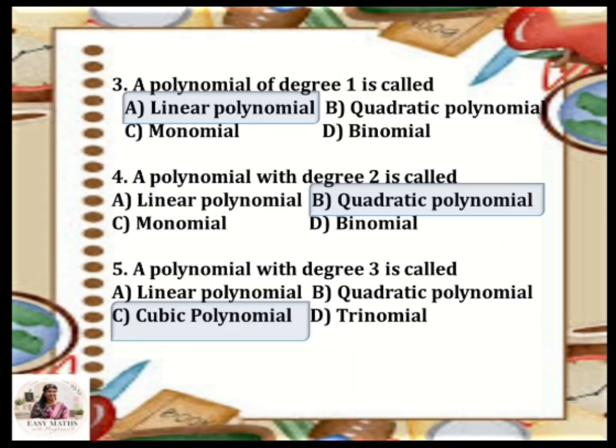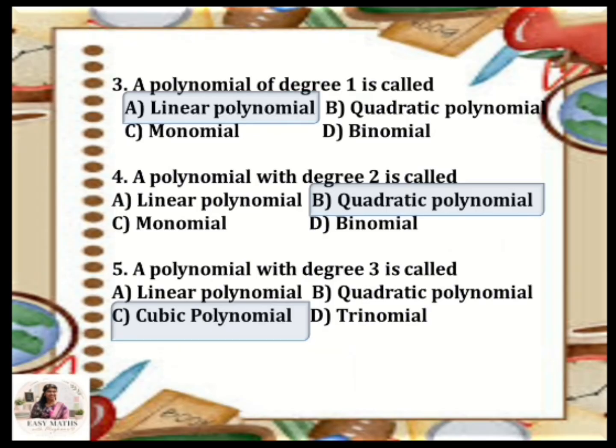Question number 4, again I have told you if the polynomial with a degree 2 is called as quadratic polynomial. So linear polynomial I already explained you, that is degree 1 is called as linear polynomial, and about monomial and binomial are already explained during the third question. Question number 5, a polynomial with a degree 3 is called. So if the degree is 3, it is called as cubic polynomial.